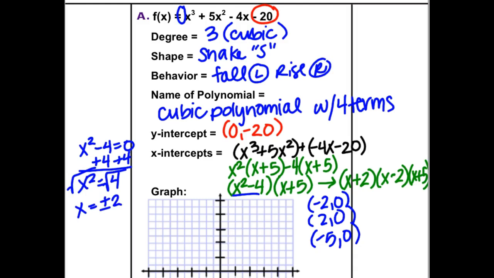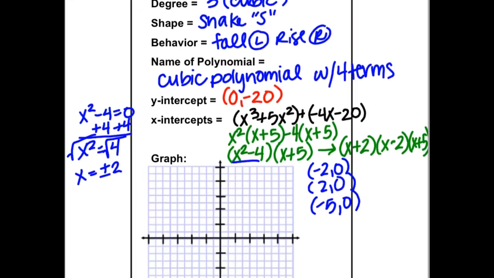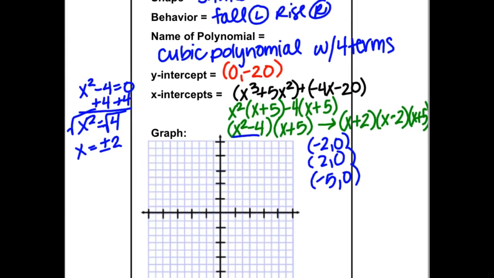Now we need to graph. So we have x-intercepts at negative 2, 0, 2, 0, and negative 5, 0. We know that this falls to the left, and we know it rises to the right, and we know that our y-intercept is negative 20.